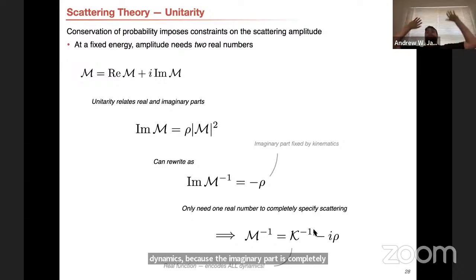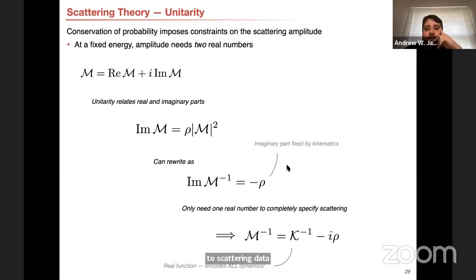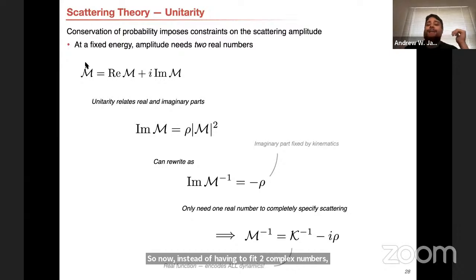So we're boiling down this general complicated object to simpler and simpler things that we can analyze and fit to scattering data. Now instead of having to fit two real numbers for this one complex number at each energy, we can separate all that out, and we only need to specify one real number at a given energy.